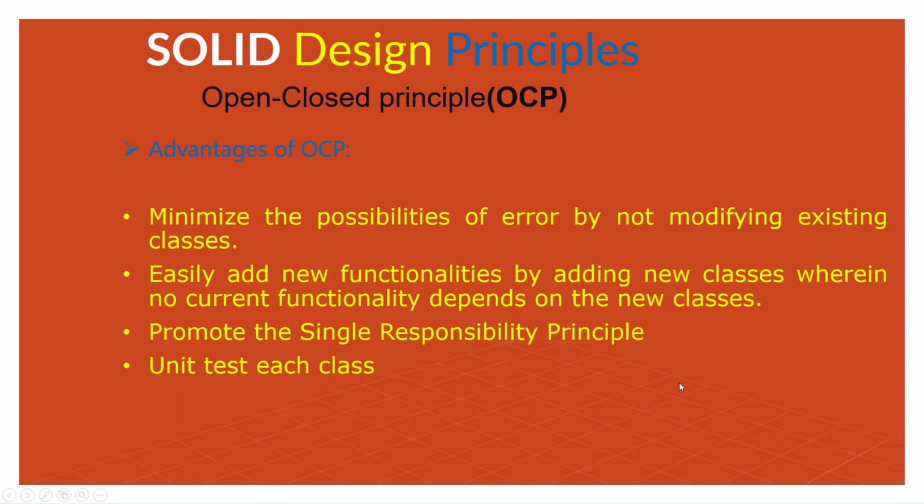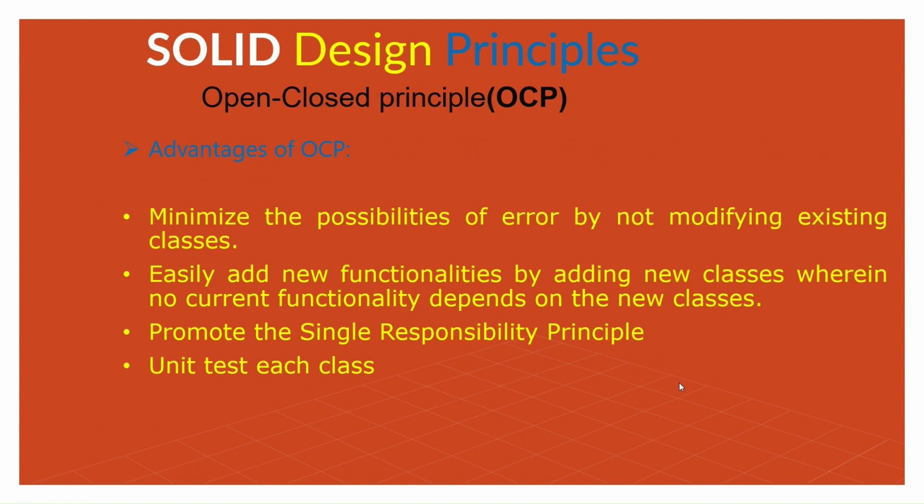The next item is what is the advantage of the Open Closed Principle. When we implement this principle in our software or coding, we get a lot of benefits. First, it minimizes the possibility of error by not modifying the existing class. When we modify an existing class that already has a few features and we add something more, it may impact the existing functionality. Your new functionality can impact the existing one.